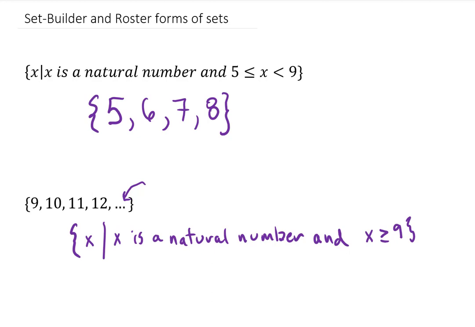So what we've done now is we've taken that set that was written in a roster, an infinite list of numbers, and we've changed it into a rule: the set of x such that x is a natural number and that x is bigger than or equal to 9. There's various ways of writing this, but hopefully this is a nice little gentle introduction to the difference between set builder notation and the roster form for sets.